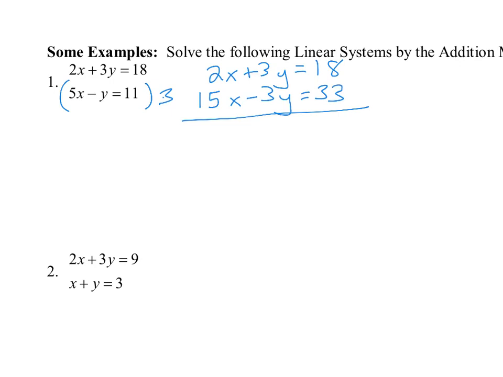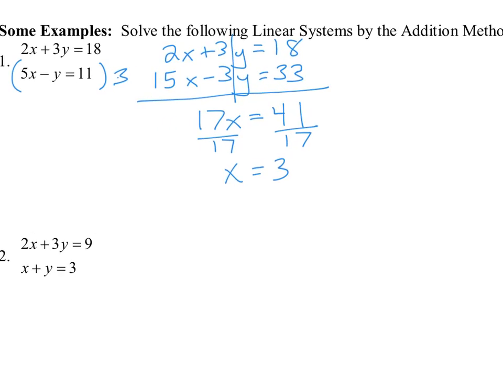Whoops, that's an ugly 3. There we go. These two are going to cross out. 2x plus 15x is 17x. 18 plus 33 is 51. All right, and now I divide both sides by 17, and I get x equals 3, because 3 times 17 is 51. There we go. All right, so if x is 3, then I take that and plug it back into one of my equations.